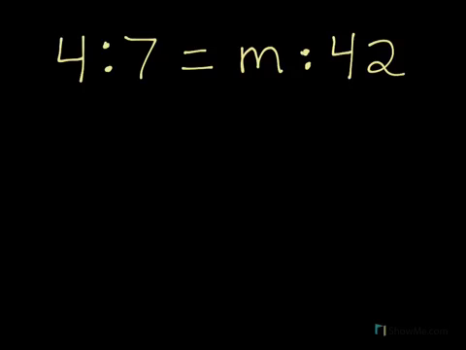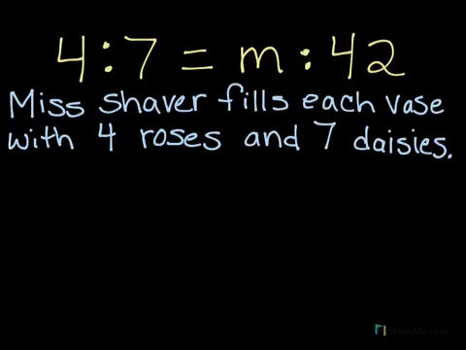Miss Shaver fills each vase with 4 roses and 7 daisies. How many roses will she use if she fills a vase with 42 daisies?